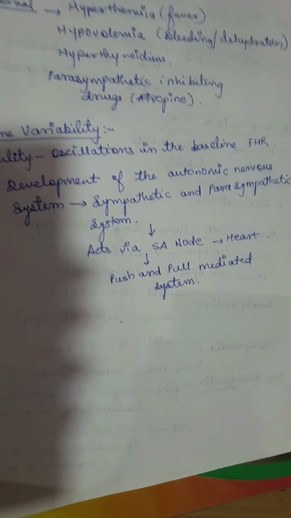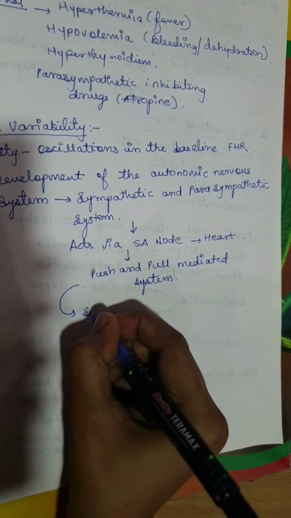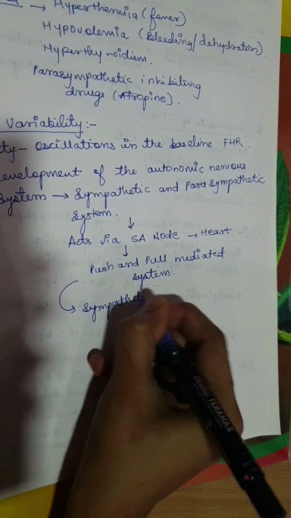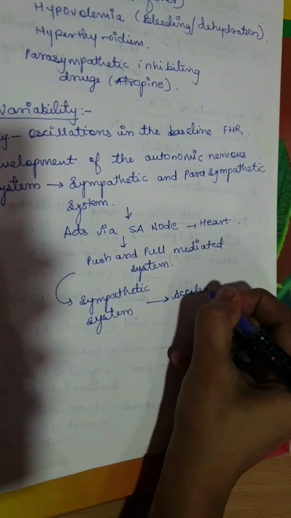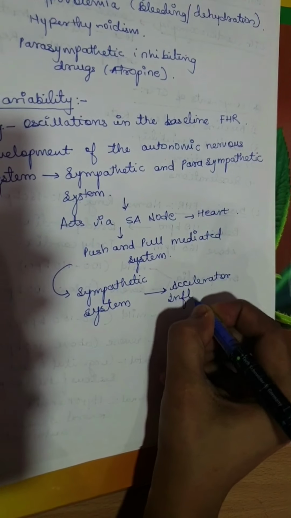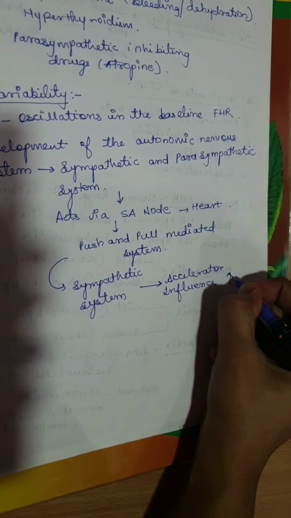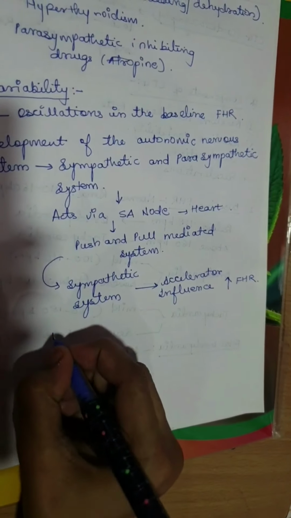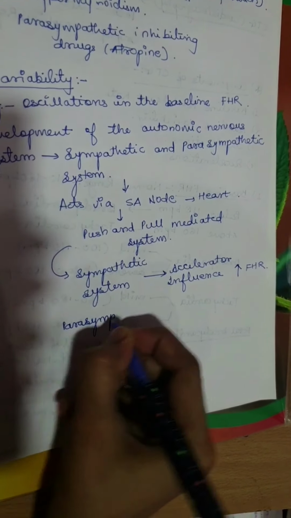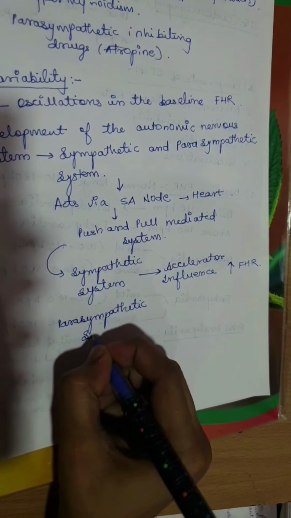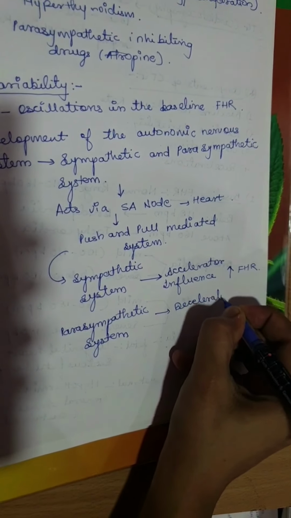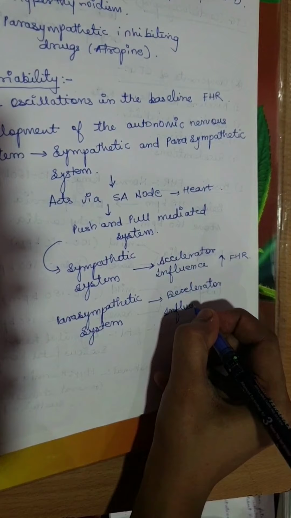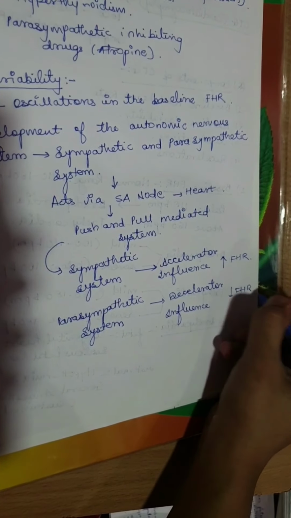So in this concept, what is seen? What is this push and pull? The sympathetic system is responsible for, or is, the accelerator influence. That is what we'll see: there is an increase in fetal heart rate. Whereas the parasympathetic system is the decelerator influence. That is the decrease in the fetal heart rate.